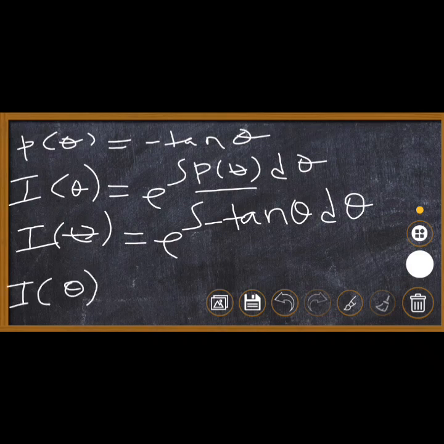So what is the integration of tan theta? The integration of tan theta itself is what? It is ln of sec theta. But we have a negative here, so it's going to be negative of ln sec theta. So in this case, we are going to have negative ln sec theta.